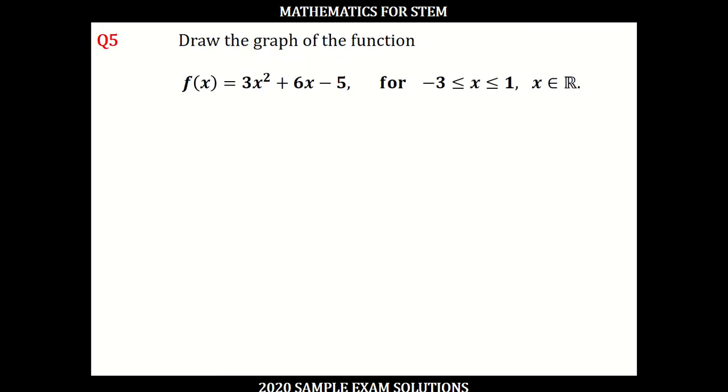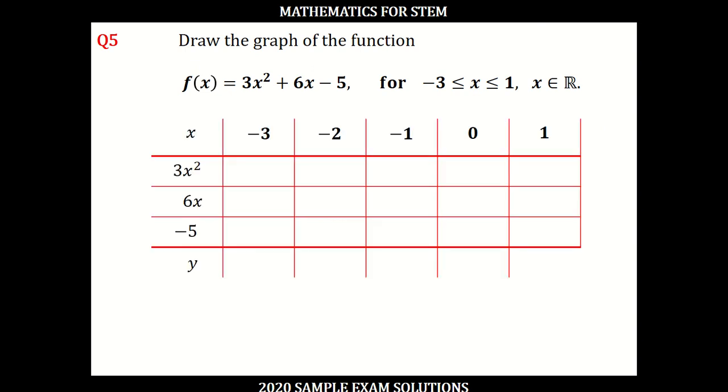Question 5, we have to draw the graph of the function f of x is 3x squared plus 6x minus 5, and x is between minus 3 and plus 1. So here the x values are between minus 3 and over to plus 1. So the first thing we need to do is get 3x squared, then 6x, and then minus 5 across the board. So we have to square first of all and then multiply by 3.